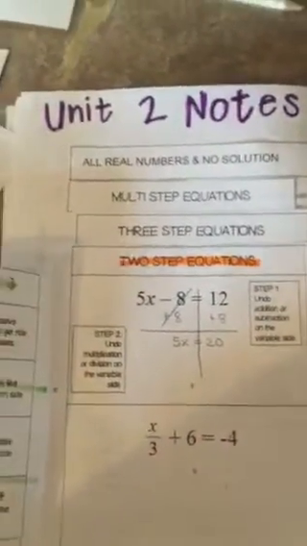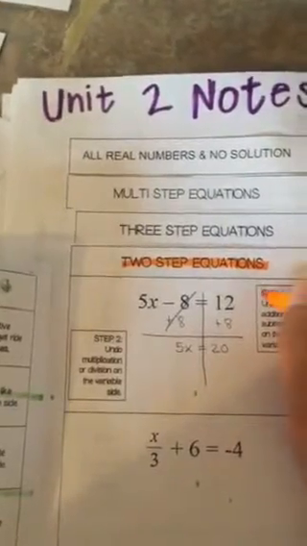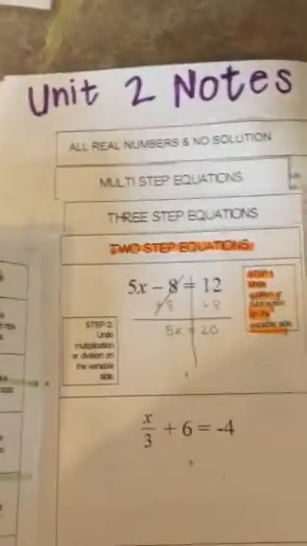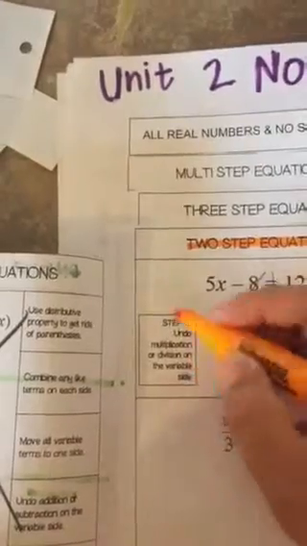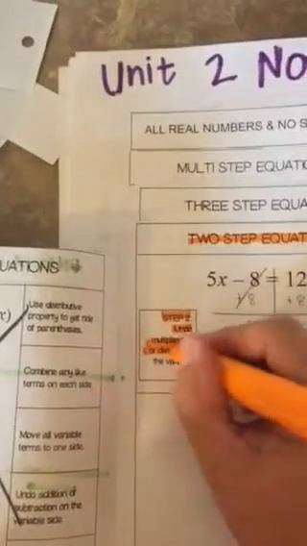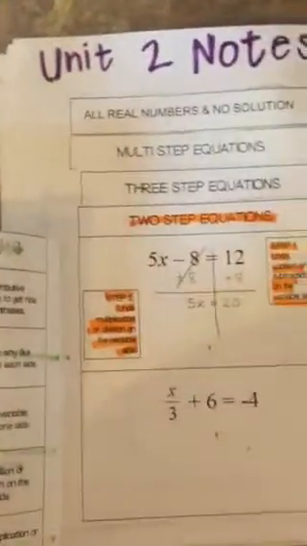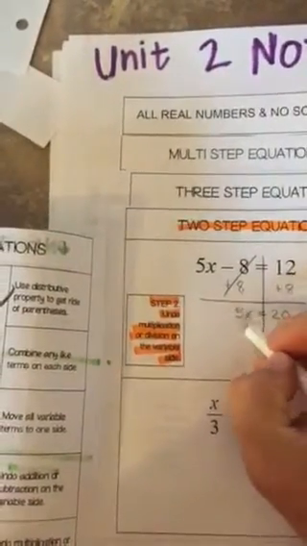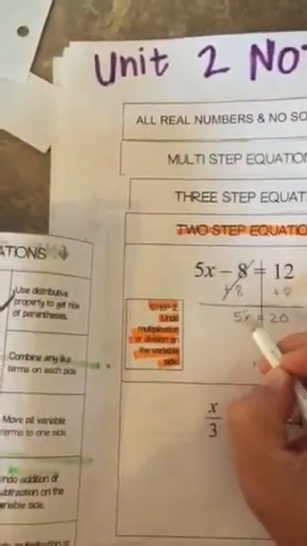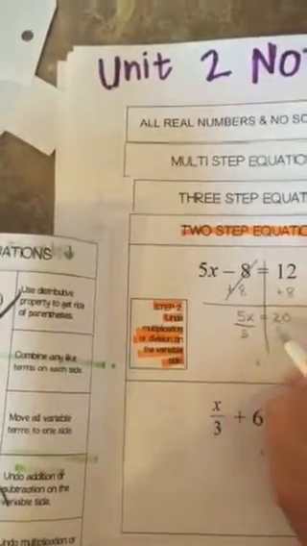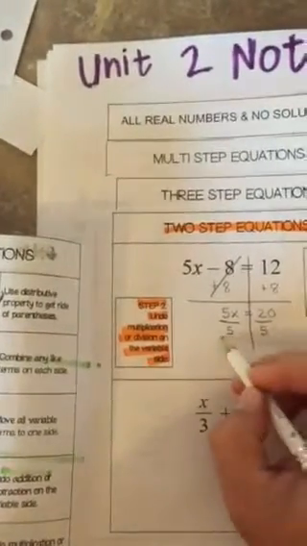So that was my step 1 right there. I undid the subtraction over on this side, took care of that. And then step 2 says undo multiplication or division. So that's what I'm going to do next. For step 2, undo the multiplication or division on the variable side. So here's my variable side right here. I'm going to have to undo this multiplication right here. Remember, this really means 5 times x. So to get rid of 5 times x, I have to divide by 5 on both sides of the equation.